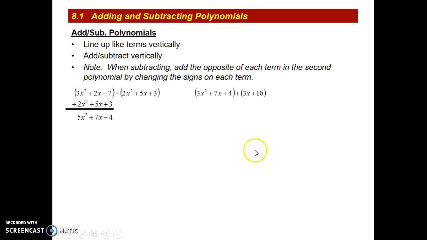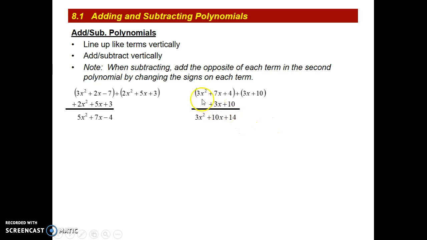Next, we're going to take a look at this example, 3x squared plus 7x plus 4 plus 3x plus 10. Notice this is missing the x squared term, which is okay because we're still just going to line up our like terms vertically. So I'm going to line up my 10 with my 4, my 3x with my 7x, and I'll leave this spot empty because I have no x squared term. I could put in a placeholder of 0x squared, but because it's at the beginning of the expression, I don't need to put anything there.